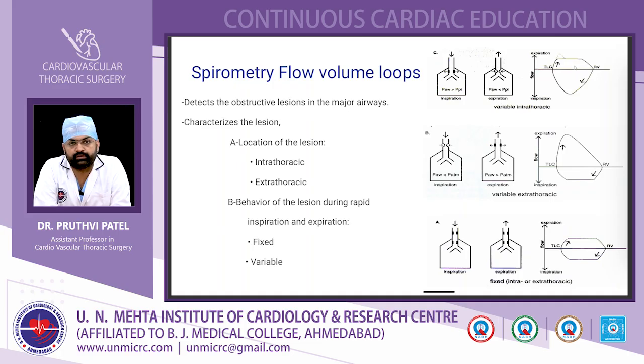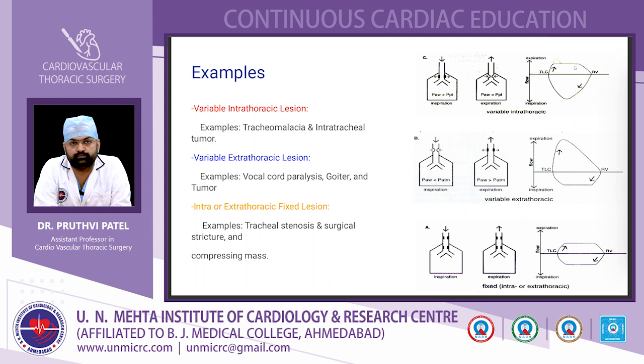So this detects the obstructive lesion in the major airway and characterizes the lesion. It can locate the lesion, whether it is extrathoracic or intrathoracic, and the behavior of the lesion, whether it is fixed or variable during rapid inspiration or expiration. Examples of these lesions: a variable intrathoracic lesion is due to tracheomalacia and intratracheal tumors. A variable extrathoracic lesion is due to vocal cord paralysis, goiter or tumor, and fixed intra- or extrathoracic lesions are tracheal stenosis, surgical stricture, and mass compressing the trachea.